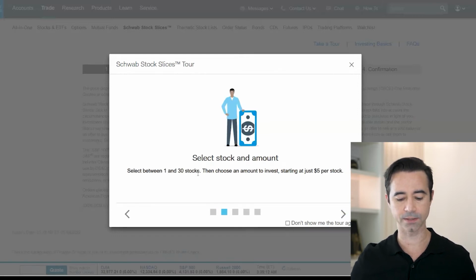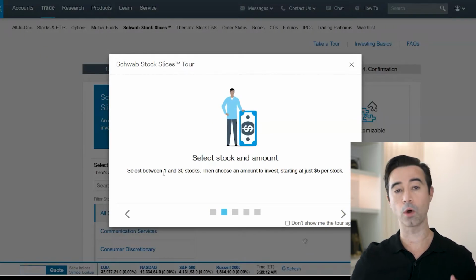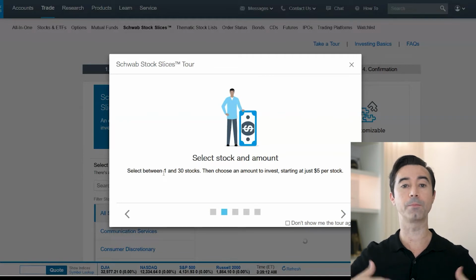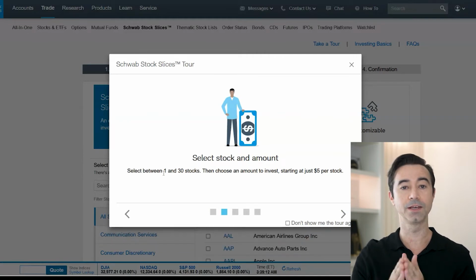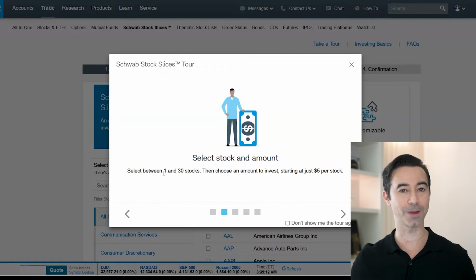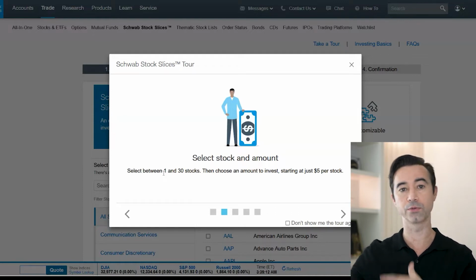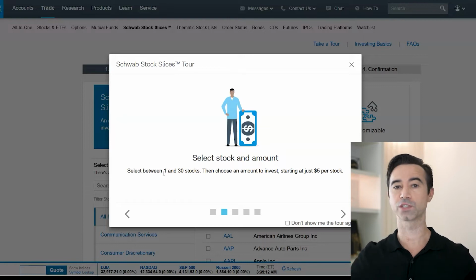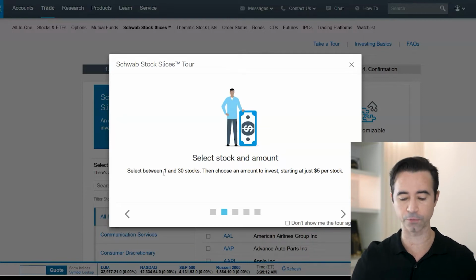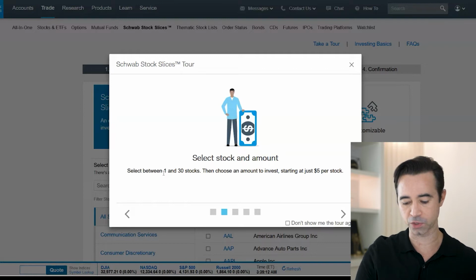You select a stock and an amount. Now it says between 1 and 30 stocks. So you can buy a bunch of different stocks at one time, which is good because a lot of times when you go to create a portfolio of different stocks, you don't want to just go through each one, right? You want to actually purchase them all together if you can. When you're creating a portfolio, at least, that's actually beneficial, which is what I'm going to do.